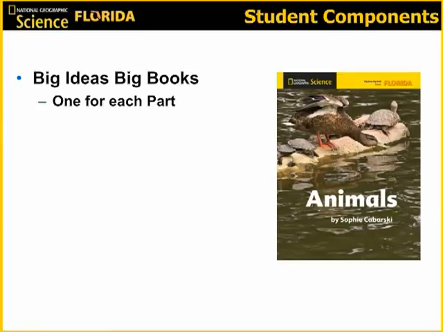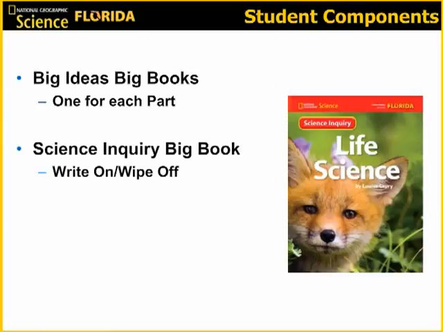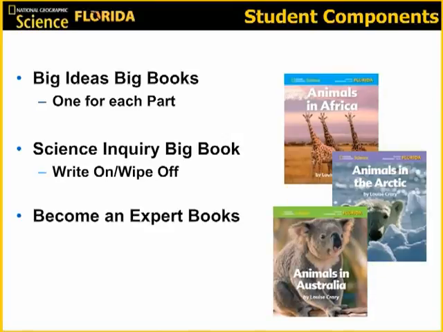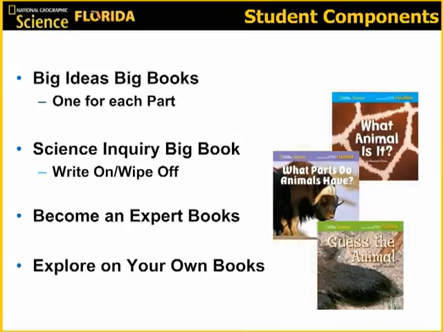For each unit, students will be working with big idea books, 1 per part, a science inquiry write-on, wipe-off big book. They will also have access to 6 Become an Expert books per unit, or 3 for each part. These books tie directly to the big ideas and are presented at 3 reading levels, allowing differentiation for students at all levels. And 6 Explore on Your Own books, 3 per part for each unit, which are also leveled.